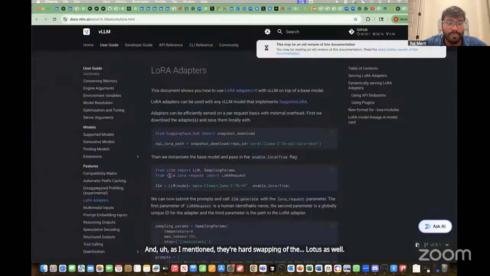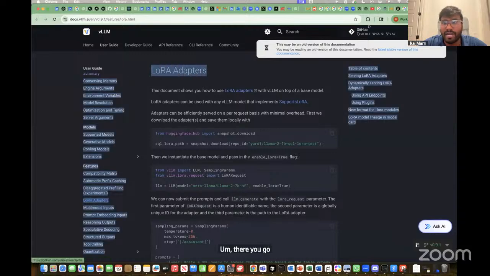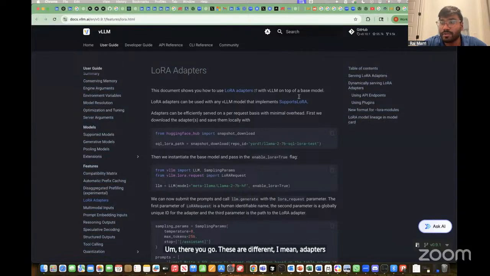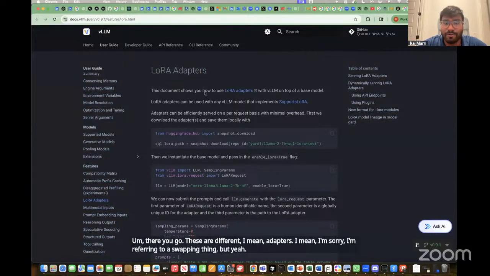These are different adapters. I'm referring to a swapping thing, but yeah, it's called adapters, and you could swap different adapters to make the model behave differently.